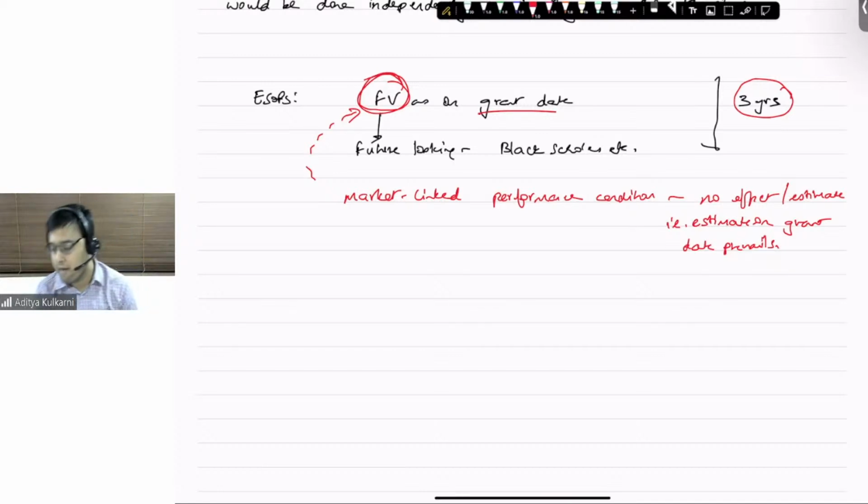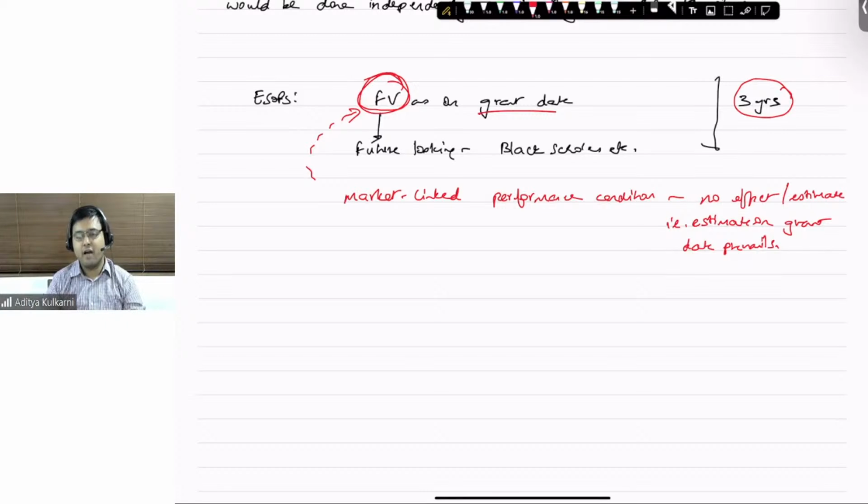What about non-market linked? Soham has asked a question. In performance based, we do not know in which year the performance based condition is going to be met. Then at which fair value to be recognized and how to recognize yearly. At the end of each vesting period, you will have to estimate. You make a guess, estimate, predict when this condition will be fulfilled.